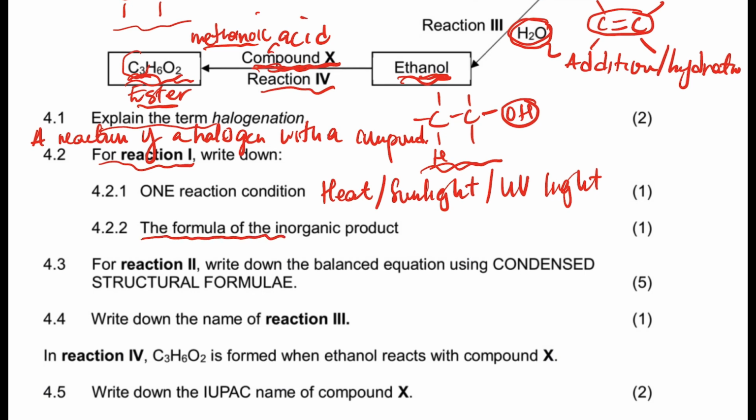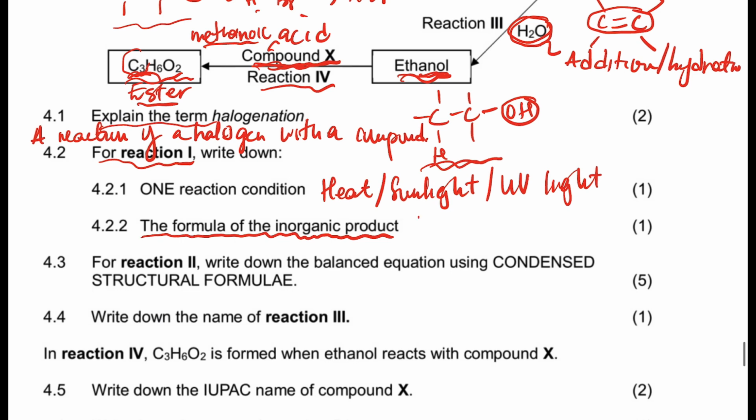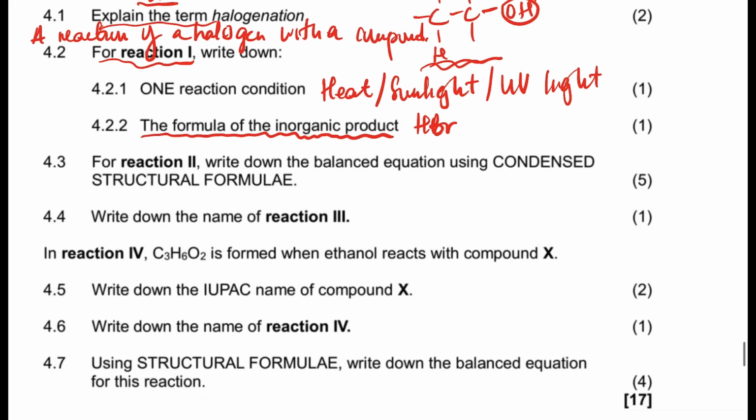The formula of the inorganic product. What will be the product that will be formed there? Aren't we substituting? We're taking the hydrogen away there, and we're substituting with 1 Br. So this hydrogen with this Br is going to remain there. So they will form HBr. It's hydrogen bromide, right? They said formula.